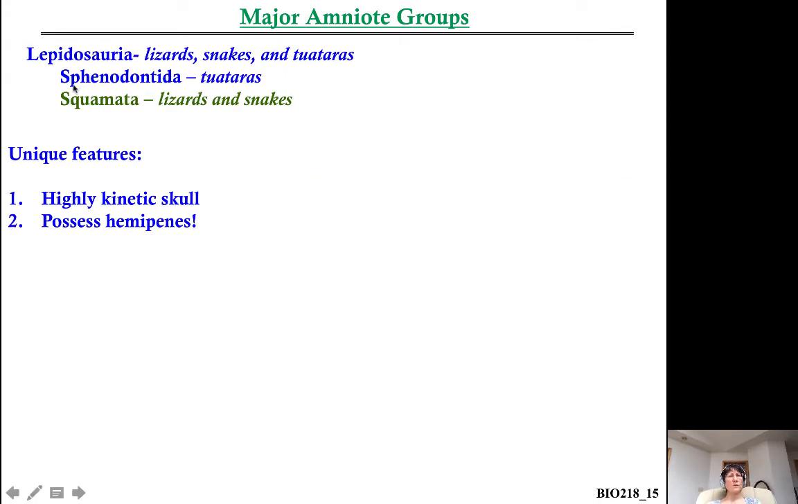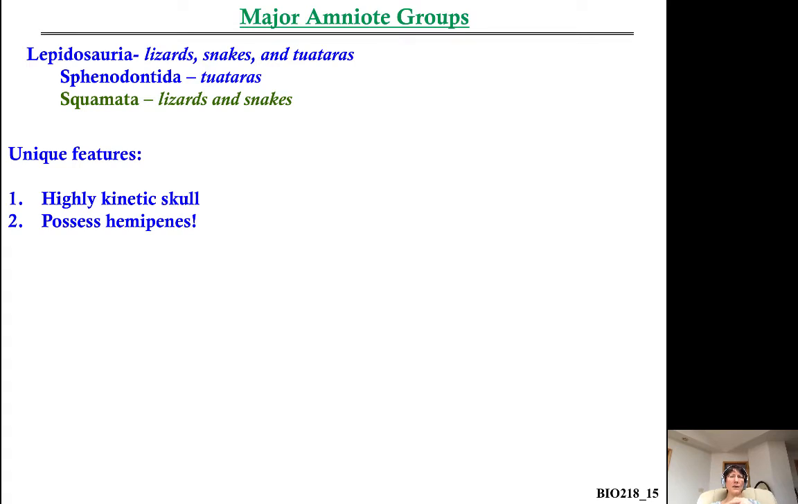So now let's talk about the true lizards and snakes. They're in a clade called Squamata, so the squamates, the kind of low to the ground creepy crawlies, if you will. So what features do they share in common? What unites all lizards and snakes? Well, they have a very highly kinetic skull, meaning that they can deform their bones quite adeptly, particularly snakes. And you probably already know this to be true.